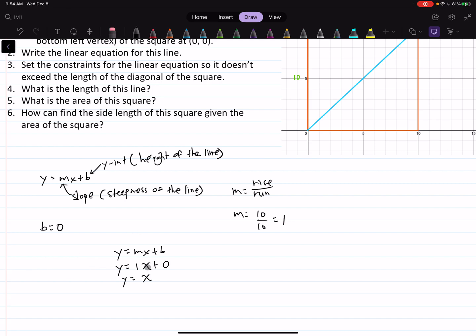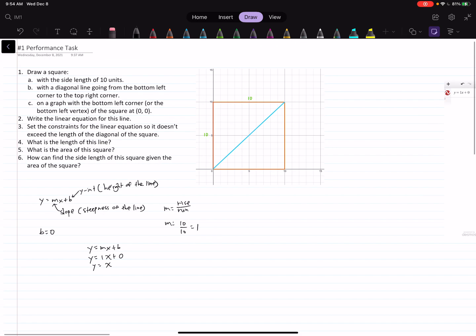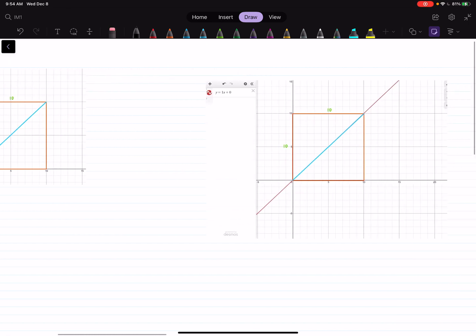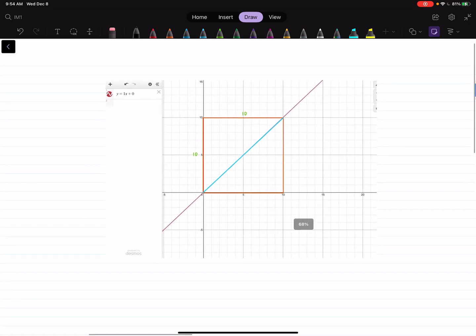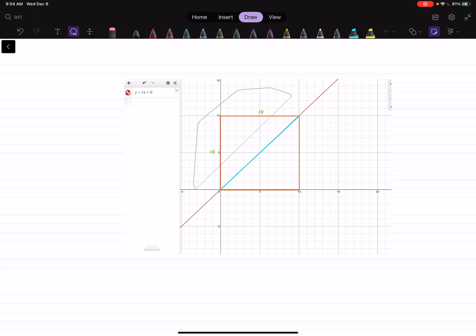okay? Now, if you want to leave it like this, that's still correct. But if you simplify it, the equation is going to be y is equal to x. And the reason why is because the y-intercept is 0, and x plus 0 is just x. So if I actually draw this line, it's going to look something like that, okay? So I'm just going to show you a graph of it, okay?